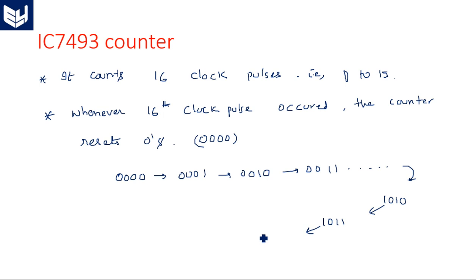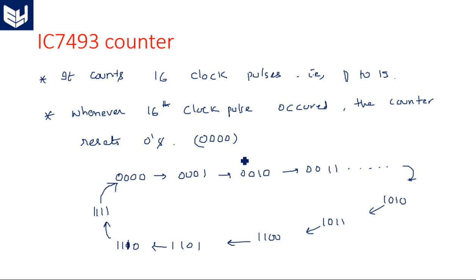1011, 1100, 1101, 1110, next 1111. When all the output bits are ones, then when the 16th clock pulse occurs, it goes to 4 zeros. That means it is resetting simply to zeros. Again, the process will be repeated. This is the cyclic operation.